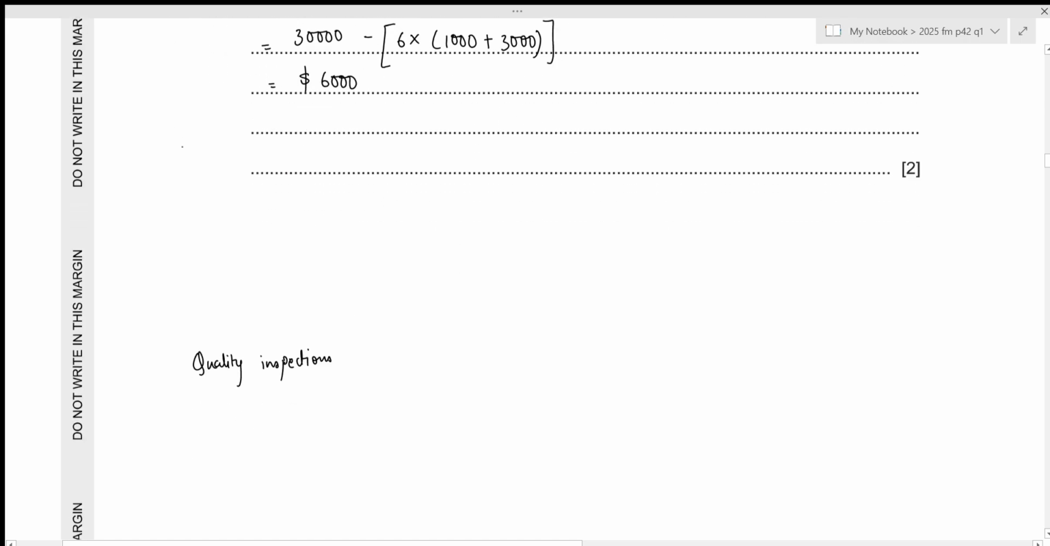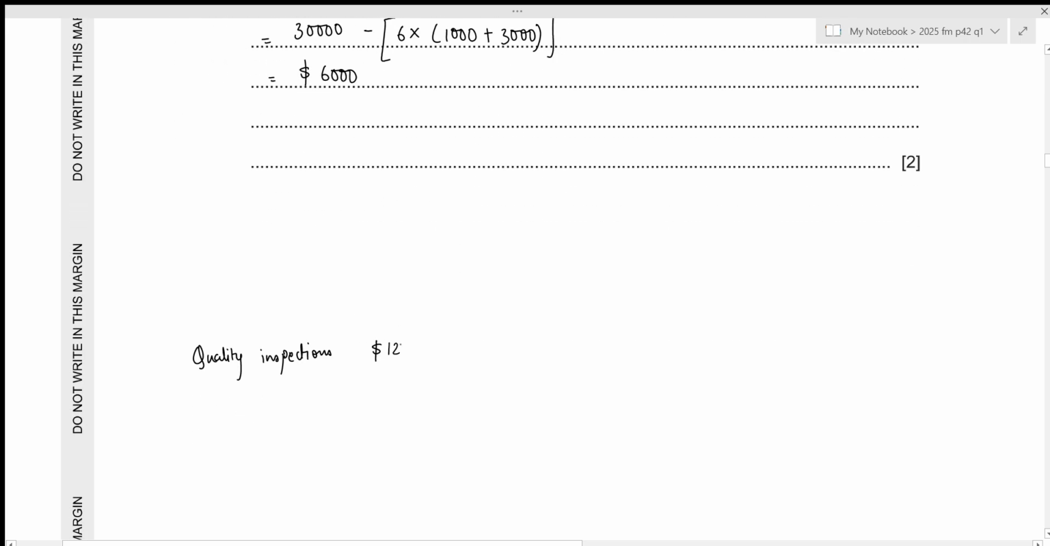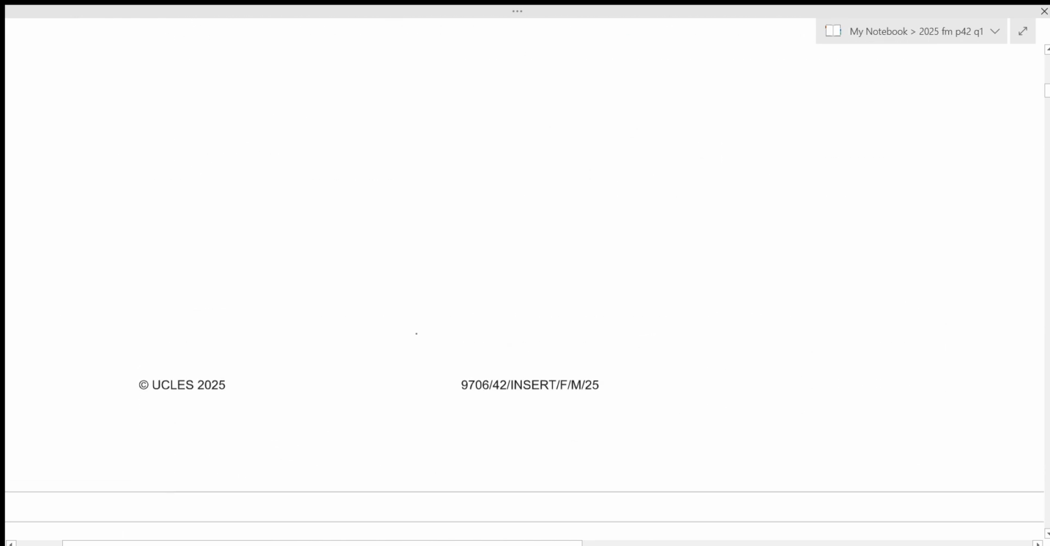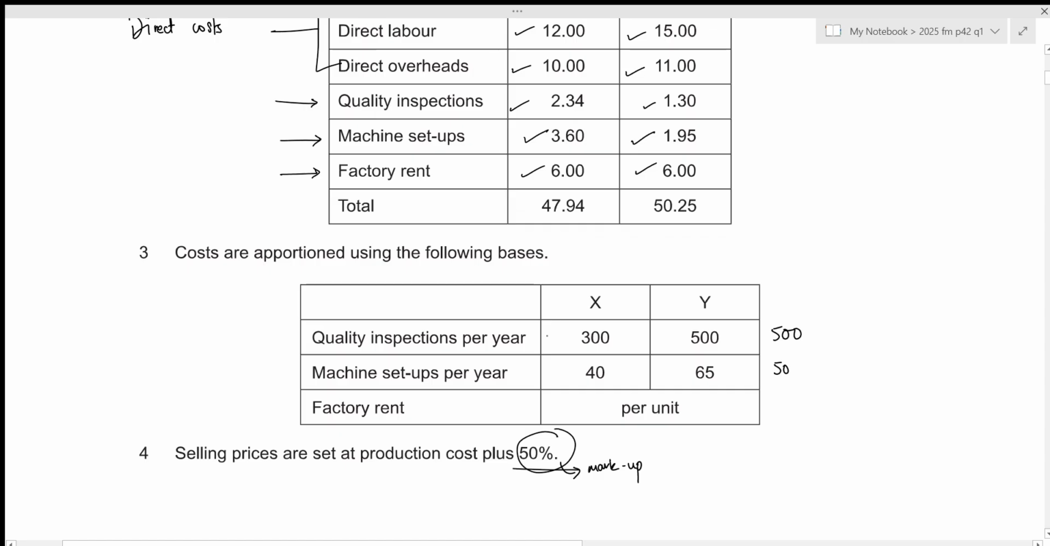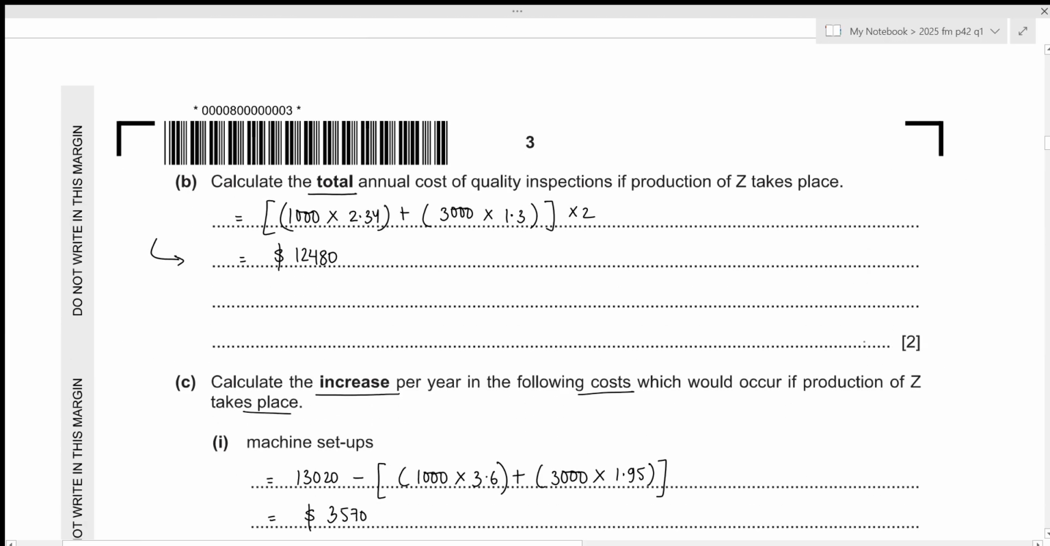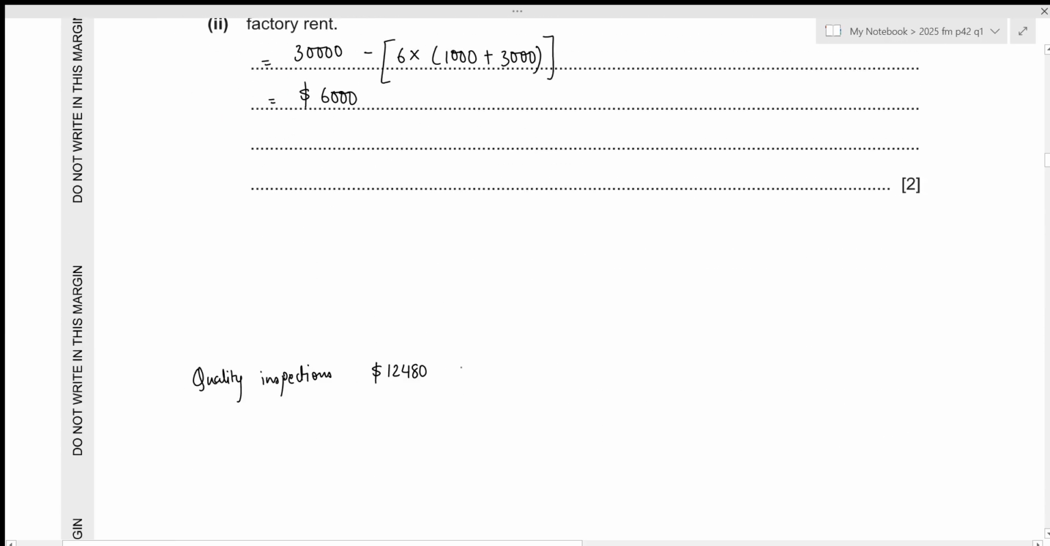That's 12,480. So we need to divide this value based on the number of quality inspections per year, which was given to be 300 for X, 500 for Y, and 500 for Z as well. So we can easily cancel out the last two zeros for each of these three values, which will give us the ratio of 3:5:5. So based on this ratio, we will have to divide the value of our total annual cost of quality inspections. So 3:5:5.